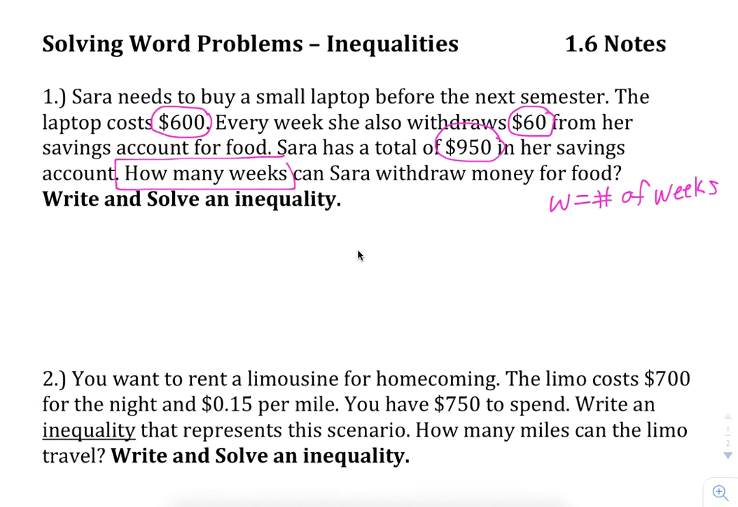Okay. She needs to buy a laptop before the next semester. The laptop costs $600. So I'm starting with $600. Every week she also withdraws. Okay, so she's also spending money. So also withdraws, that's extra, so plus 60 each week. So every week we're going to do 60. So 60 times however many weeks we have. Sarah has a total of $950. So that's going to be my equal sign.